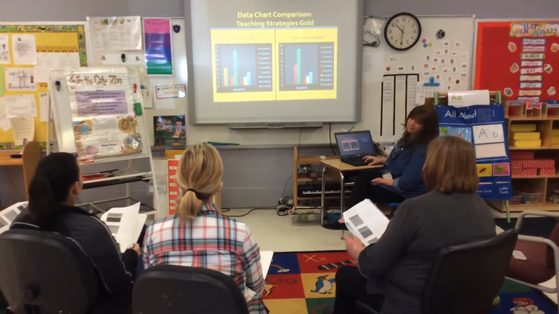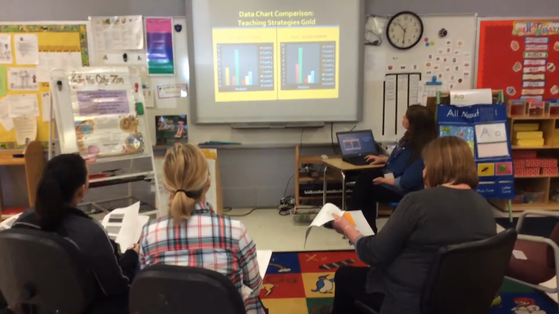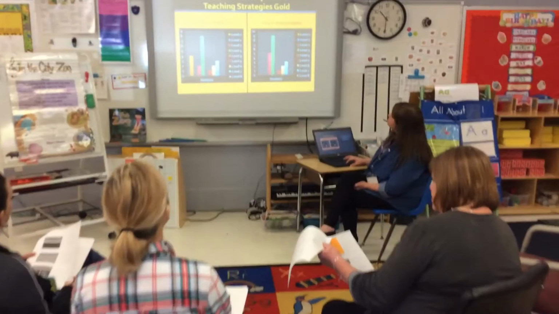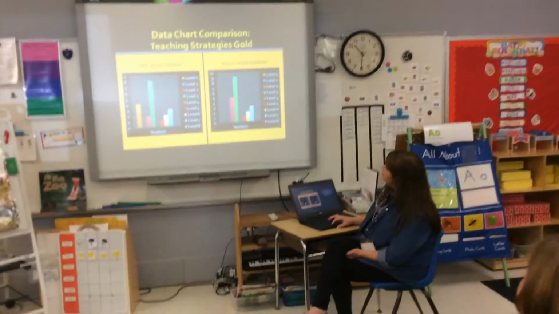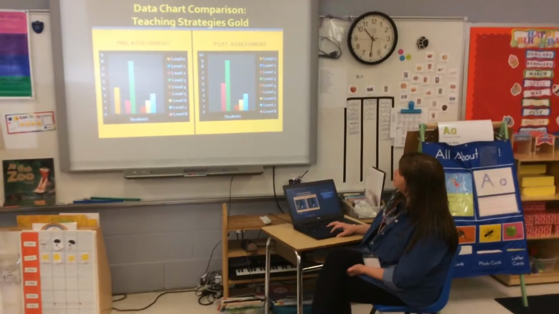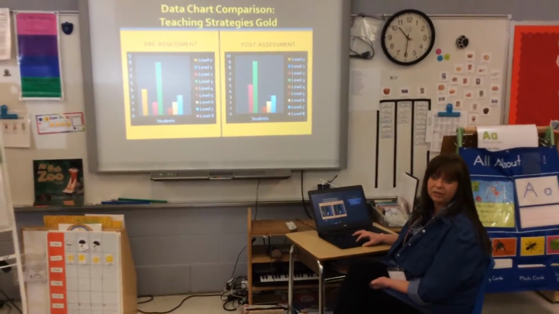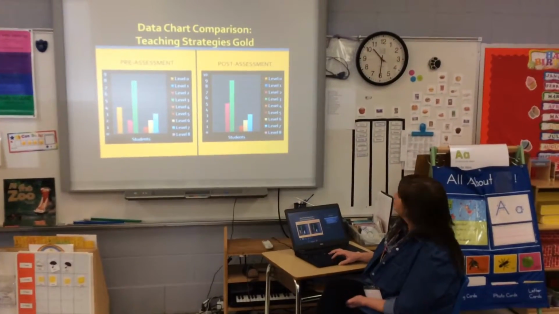And this is the same information, just as a visual. So now I have 9 students that are at a level 3. I have 5 students at a level 2, and I have 0 students at a level 0. So I feel like it was very successful.